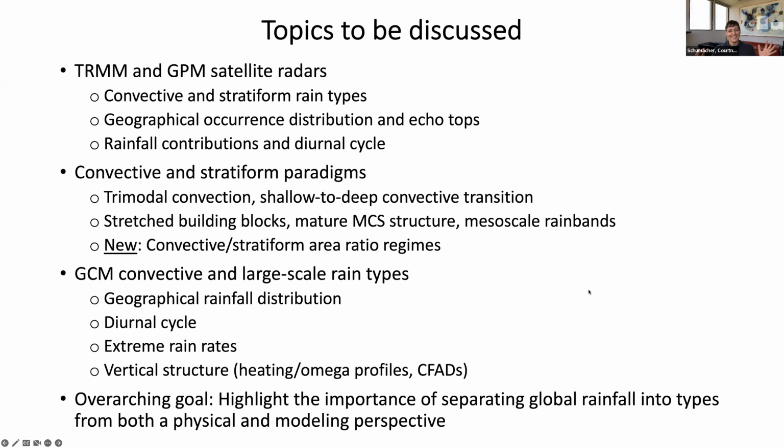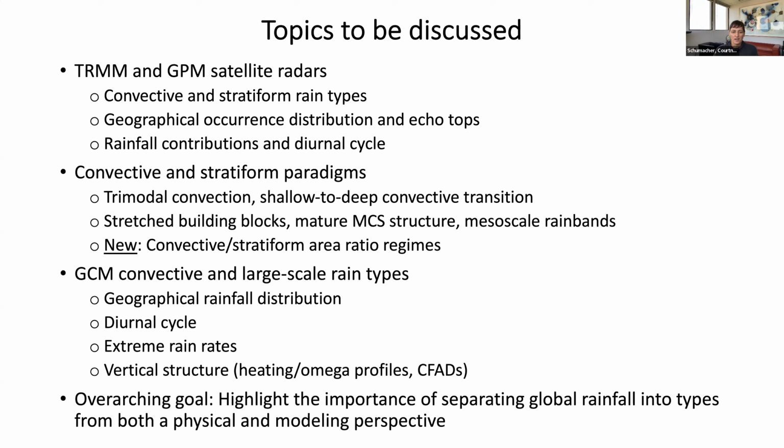Okay. These are the topics to be discussed. We'll see, I think I can get through them. I talk quickly, but I will try to be a little bit more timely as I go. So I'll be looking at, again, the satellite radars from TRMM and GPM, mostly GPM, because, lo and behold, I will be going into the extratropics. I'm much more used to the tropics, but I do want to extend some of these frameworks into the extratropics. I'll be talking about convective and stratiform rain types, things about their distribution, the rainfall contributions, diurnal cycle, et cetera.